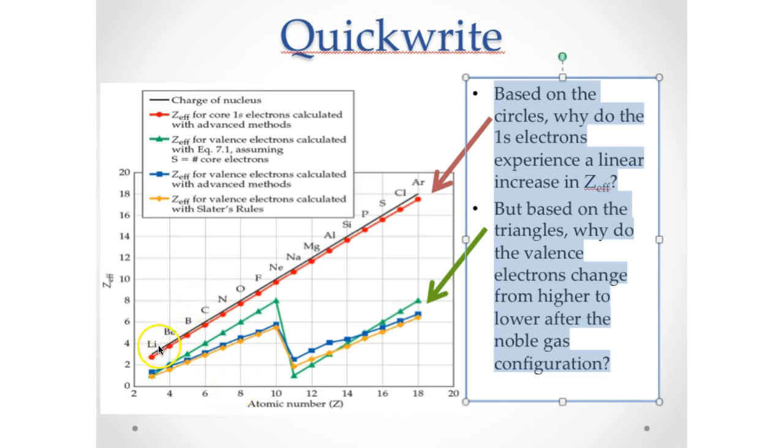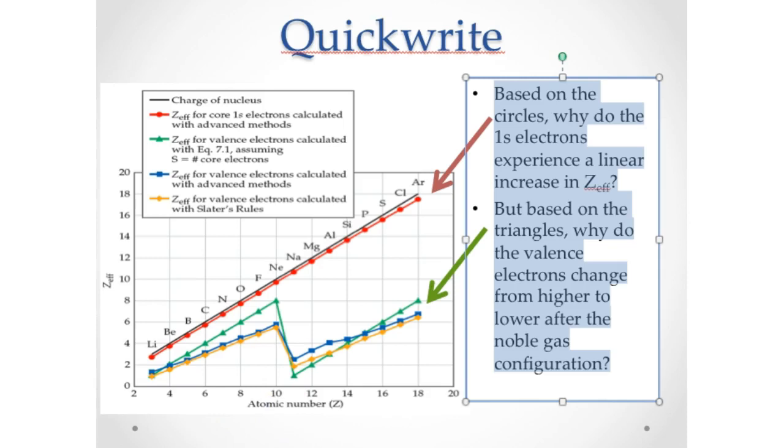Okay, so as we look at the reds, we notice that Zeff is continuously increasing as we move from the alkali metals all the way to the noble gases, and then back again to the alkali metal, sodium, and still there's a linear trend. But when we look at it from the perspective of the green, which we're not looking at the 1s orbital, as it reaches a noble gas, Zeff goes down. Okay, why is that the case?